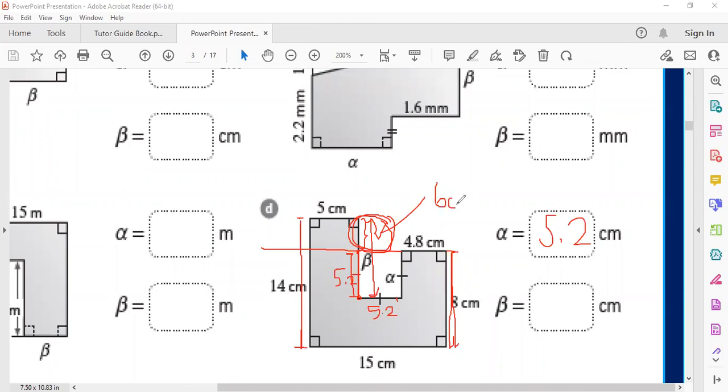6. Do you see that? So this top part is 6. This bottom part is 5.2. So what is 6 plus 5.2? 11.2. Well done. Do you understand now this question? It's a little tricky though, I agree.